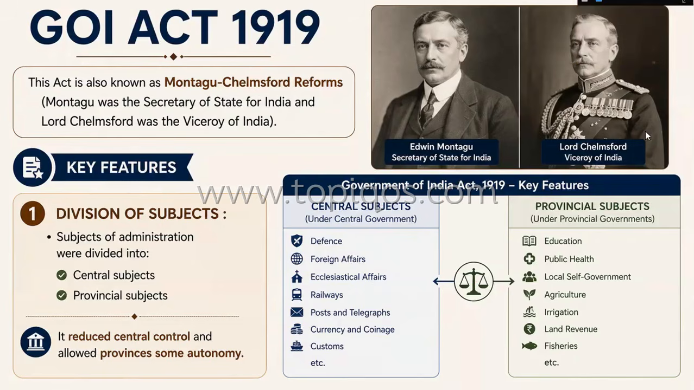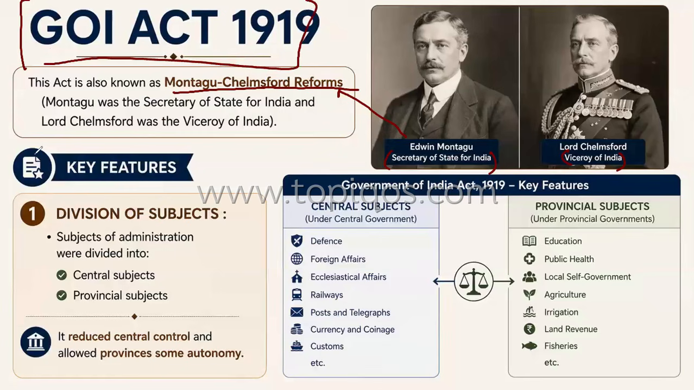So these two personalities, Edwin Montagu, the Secretary of State of India, and Lord Chelmsford, the Viceroy of India, both finally accepted the demands and presented the document, the Montagu-Chelmsford Reforms. On the basis of these reforms, the Government of India Act 1919 was passed.